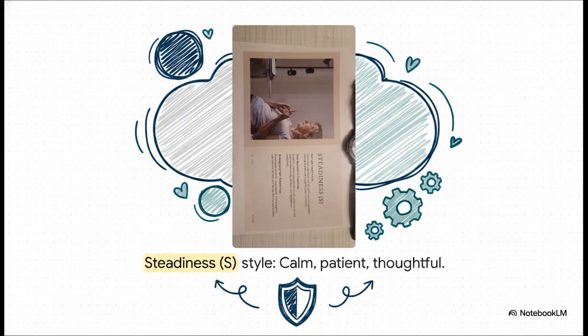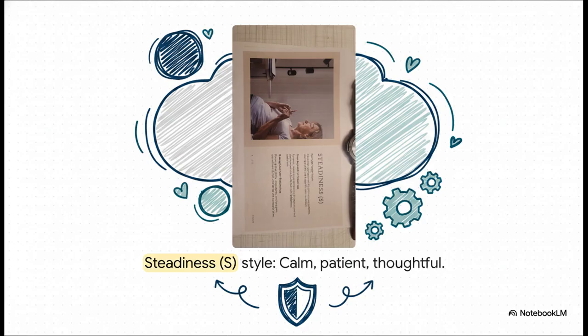Now let's shift gears to steadiness, or the S style. Look at the calm, focused demeanor here. It perfectly captures their essence. They are patient, thoughtful, and they prioritize stability above all else. S-style buyers aren't going to let you rush them. Your approach here requires immense patience. You really need to lean into empathy, consistency, and showing a long-term commitment. By offering clear, gentle explanations and consistent reassurance, you're building that crucial foundation of trust that these buyers absolutely require before they move forward.